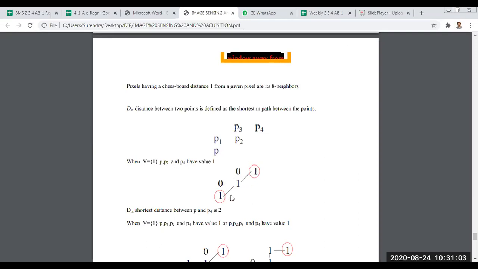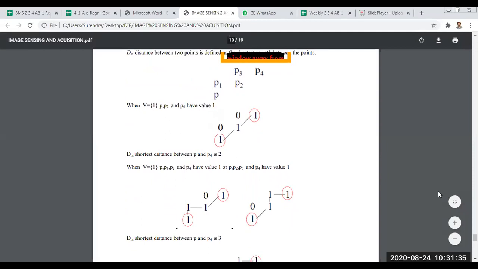Now, the DM shortest distance between P and P4. What is the distance between P and P4 with this example and this set value? From P to P2 the distance is 1, and from P2 to P4 the distance is also 1. 1 plus 1 is 2. Next.